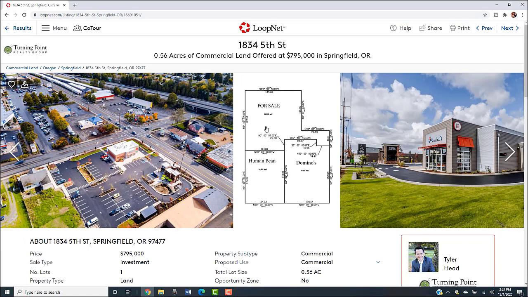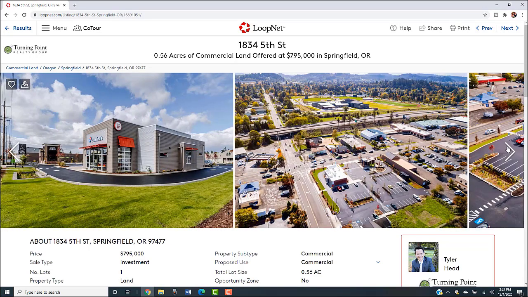This is the one that's for sale. They have the Domino's right there. You can see it right there. But that's what I'm talking about. This is commercial property. This is what it's called when you have a commercial lot, and this is what you can do with it, okay?